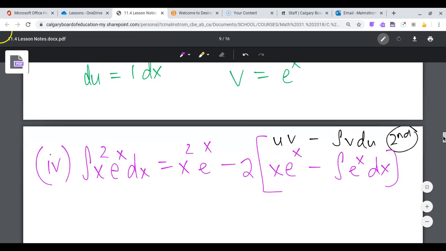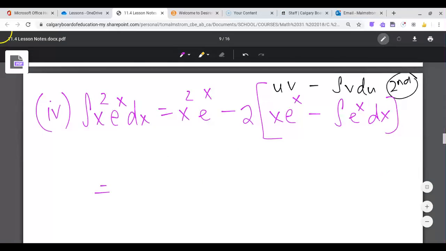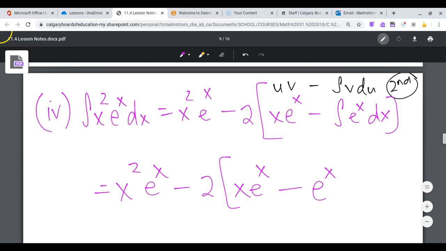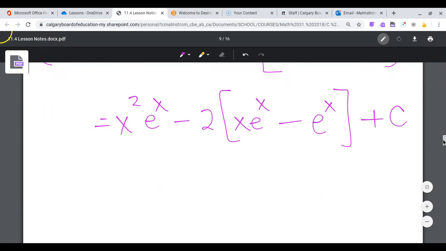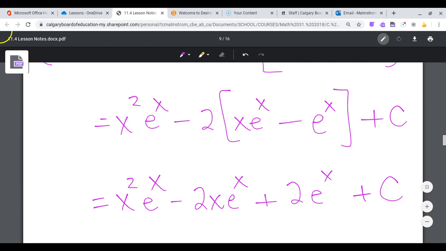And we can write that out. x squared e to the x minus 2 times x e to the x minus the antiderivative of e to the x, which is e to the x, plus c. And then we will just distribute our 2 through and tidy up that last answer. So it's equal to x squared e to the x minus 2x e to the x plus 2 times e to the x plus c.